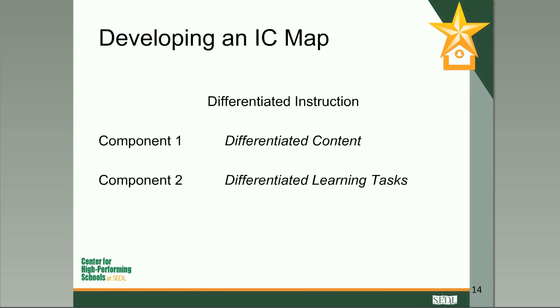Now, let's take a look at an example from education. When you begin developing an IC map, you begin with thinking about the essential components of an approach. For example, here are 2 of the components of differentiated instruction. These ideas are very vague and general, but we need to get more specific.